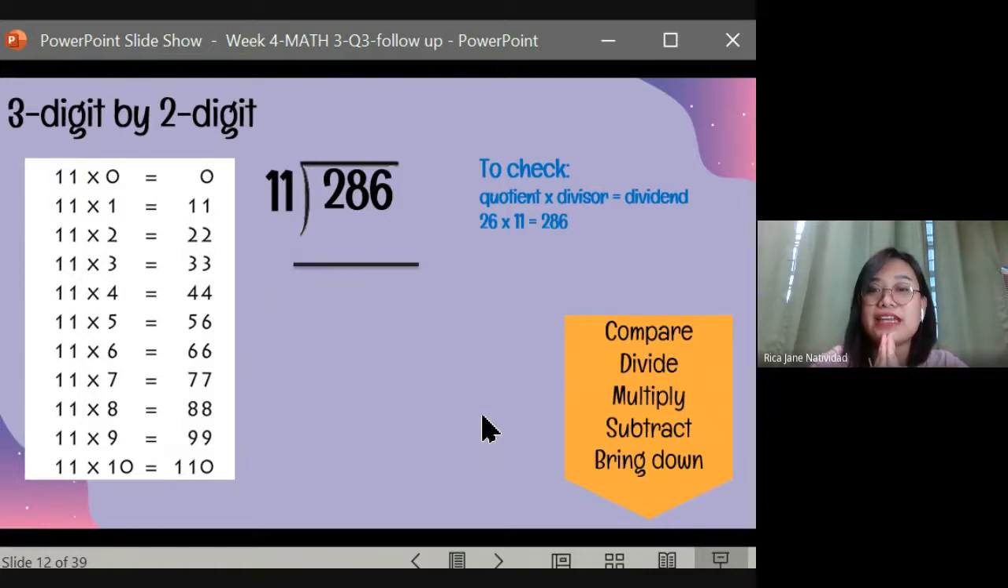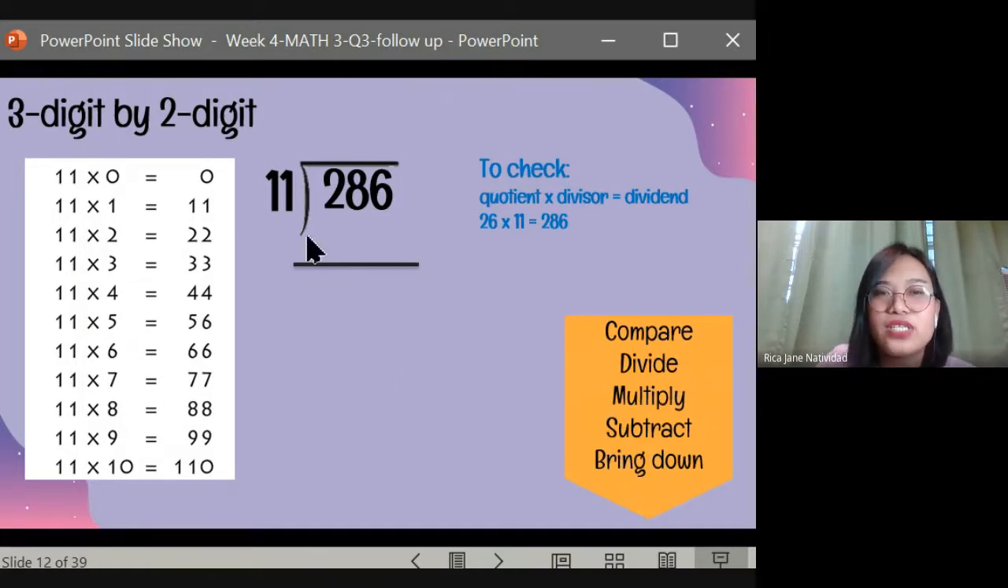So remember the steps. We compare, divide, multiply, subtract, and bring down. So be guided with the table here. It's best for you to really memorize the multiplication table. Okay, I suppose you're done. You may just pause this video. If you're not yet done, then you may play it again.